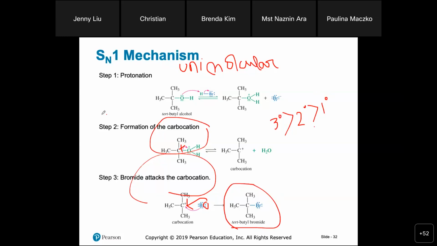So this one is the fast step, and this is the slow step, but this is a very fast step, meaning the reaction is done very fast. In total, you can see step one is protonation, making a good leaving group. Second step is formation of the carbocation, and the last step is the bromide attacking the carbocation to form the alkyl bromide. So this is the substitution one mechanism. This is a very important part of this chapter.